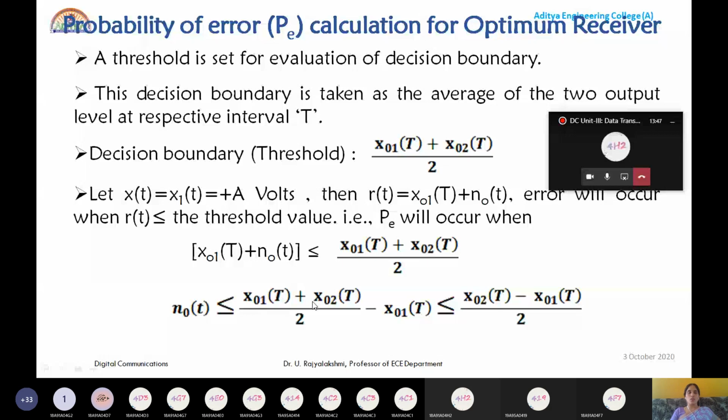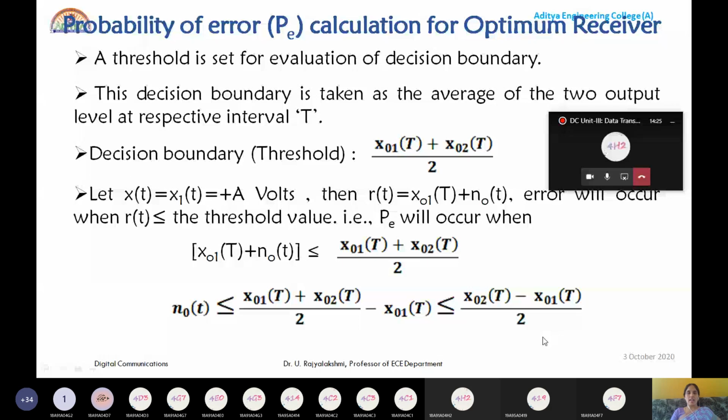Why less than or equal to? Because whenever input is at positive magnitude, output should also be positive. But whenever output is less than or equal to the threshold value, then we can say that the corresponding noise component is nothing but the error. So that's why we defined N0 of t as less than or equal to the threshold minus X01 of t, taking this towards the right hand side. This we defined as the lower threshold boundary.